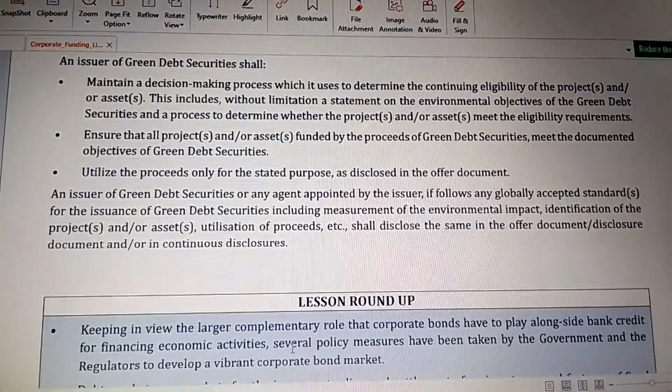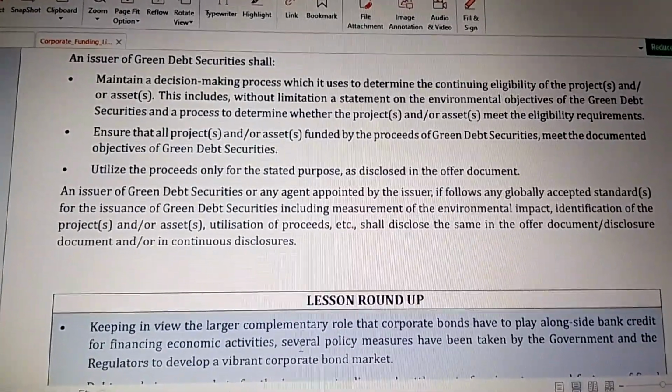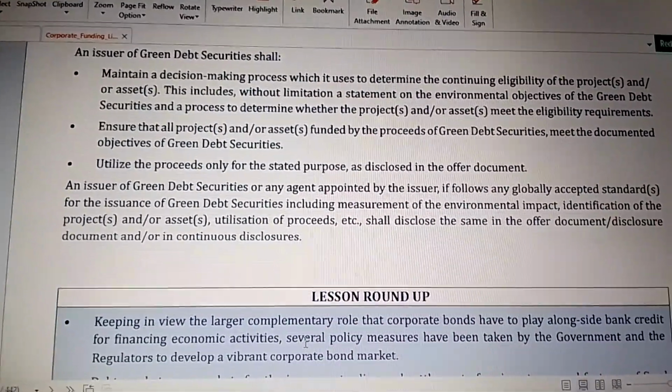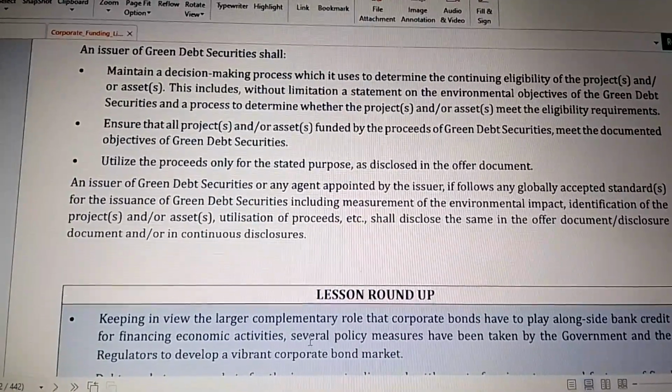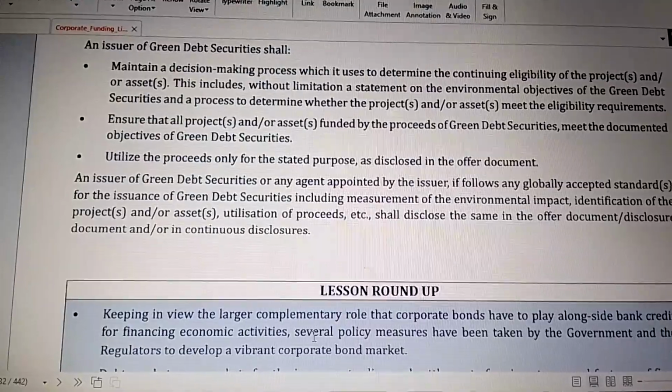Utilize the proceeds only for the stated purpose as discussed in the offer document. And ensure that the issuer of the green debt securities, or an agent appointed by the issuer, follows any globally accepted standards for the green debt securities, including the measurement of the environmental impact, identification of the projects and assets, and utilization of the proceeds, as discussed in the offer document, the disclosure document and the continuous disclosures.